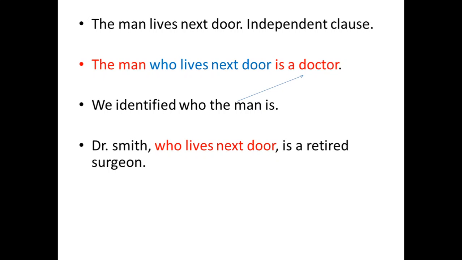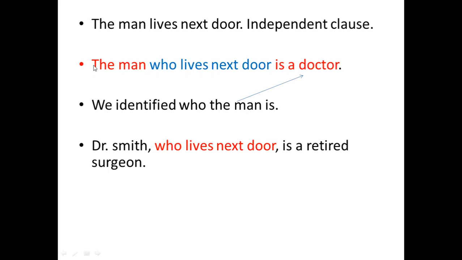So let's look at some examples. The man lives next door. So this sentence is grammatically correct. The man lives next door. Complete sentence, right? And it is also an independent sentence. It does not require any other information or sentences. But the problem is, we don't know who the man is, right? The man lives next door. We don't know who this man is.